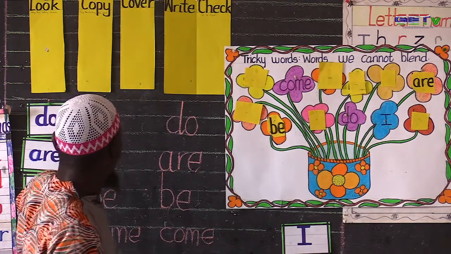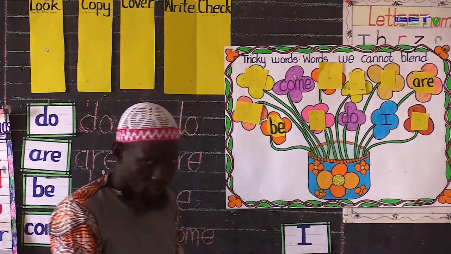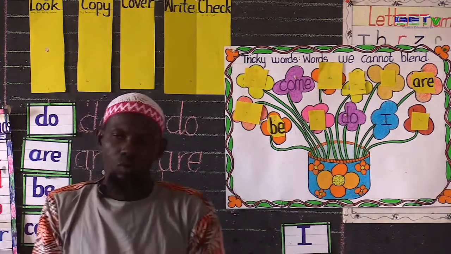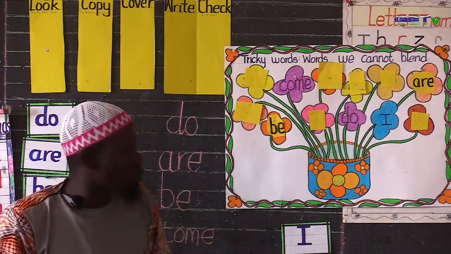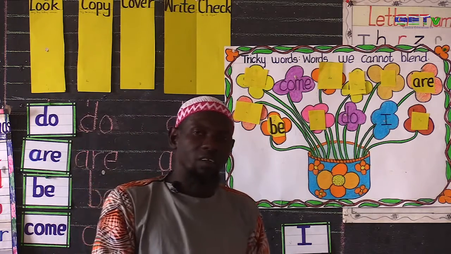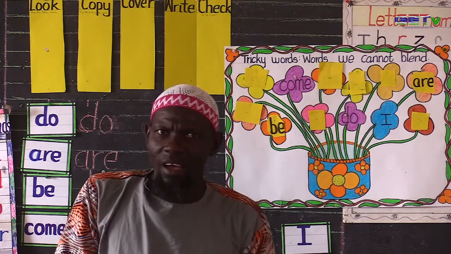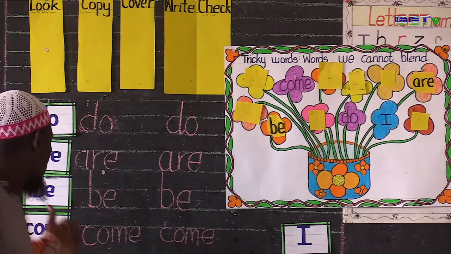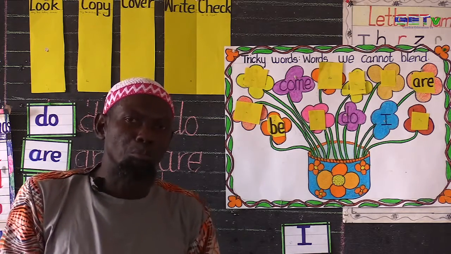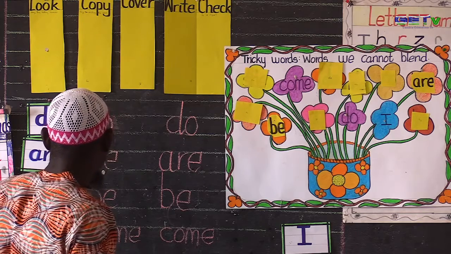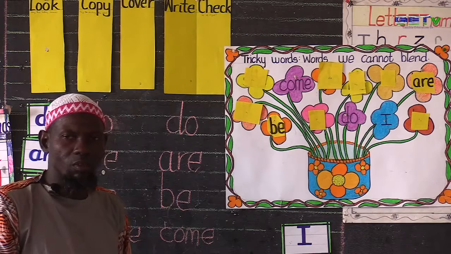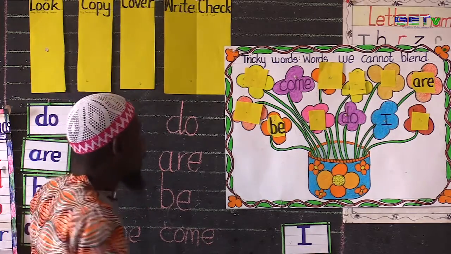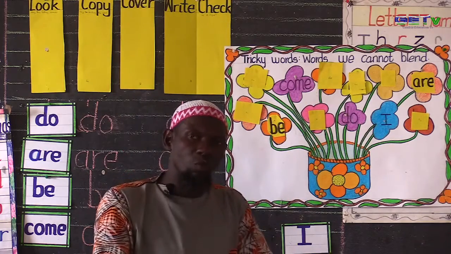How many words do we have? The first word we have is I. The second one is do. Who can spell do? D-O, do. The third one, A-R-E. What is A-R-E? Are. The fourth one is be. B-E, be. And the last, not the least, is come. Spell come. C-O-M-E. Very good. So now this flower will continue to grow as many words as we have.